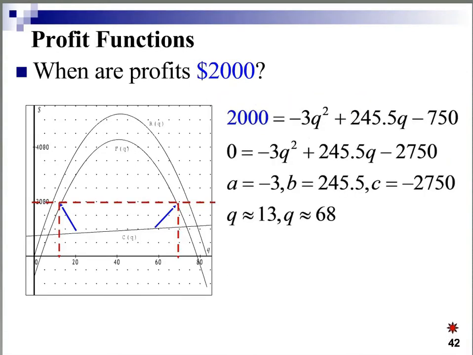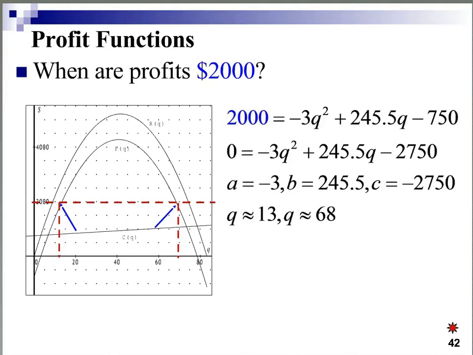If we were to solve this with the quadratic formula, this is what it would look like. You'll see the first line, we substitute 2,000 for the profit. In the second line, what I've done is I've subtracted 2,000 from both sides of the equation. That leaves me 0 on the left and -2,750 on the right. When I set A, B, and C equal to the appropriate values and run that through the quadratic formula, I get 2 values. Q is approximately 13 and approximately 68 when I round to the nearest unit.